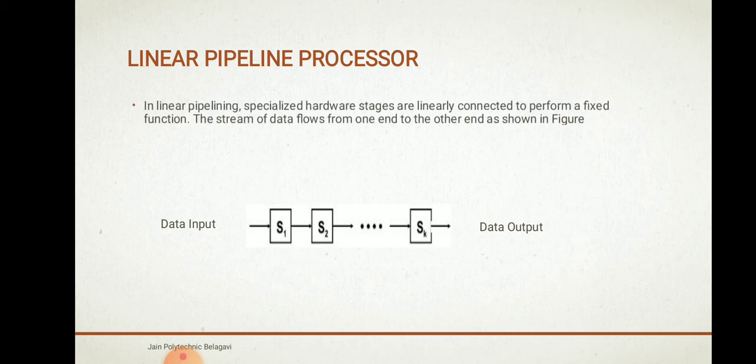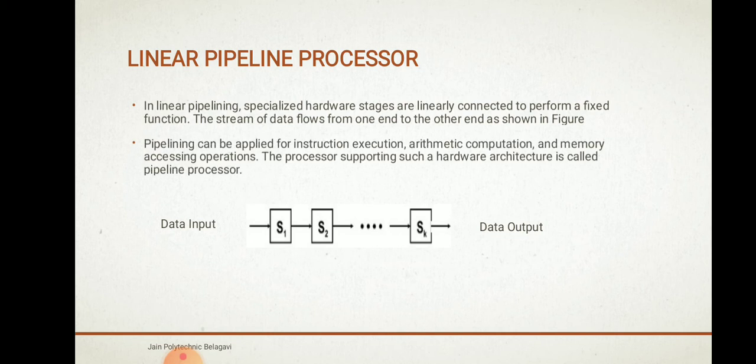In linear pipelining, the specialized hardware stages are linearly connected to perform a fixed function. The stream of data flows from one end to the other end as shown in the figure. The data input is fed into the first stage. The processed data is then fed to S2. After S2, the processed data is fed to the next stage, S3, and so on up to Sk, which is the final stage of the pipeline. After it, we get the output of the data.